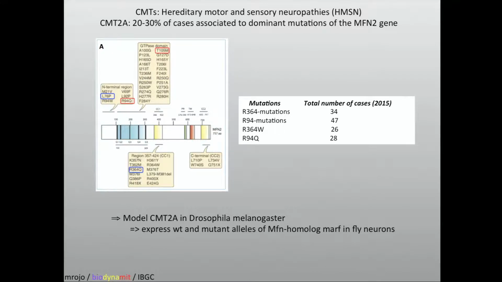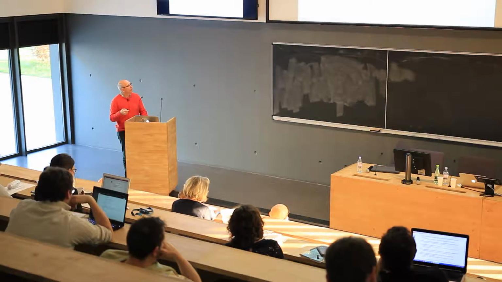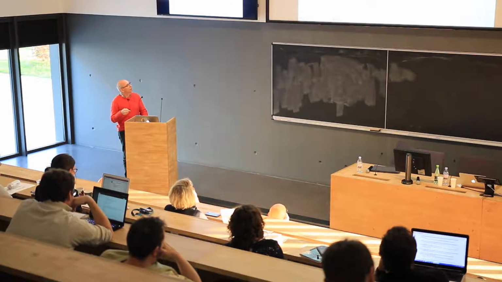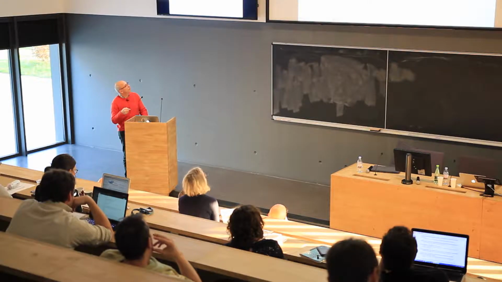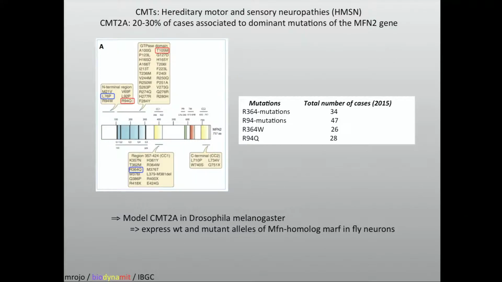So now let's go back to other systems. So my personal question we are following now. This is the case of Charcot-Marie-Tooth diseases, which are hereditary, motor, and sensory neuropathies. They affect mainly the peripheral nerves. Okay, 20 to 30% of one of these types, type 2A, is associated to dominant mutations of the mitofuscin 2 gene.